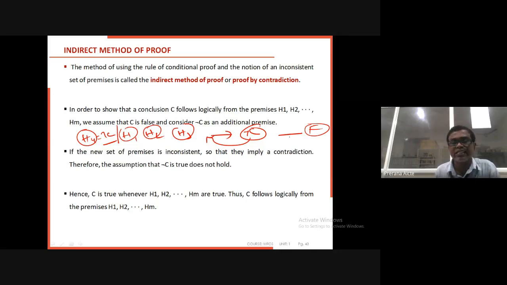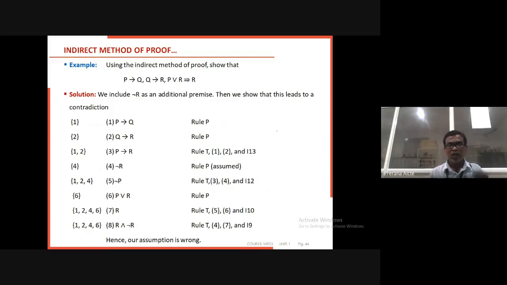Then I can say that the initial assumption we made becomes false, so the given conclusion is true only. That is the process we have to do. Again, we follow rule P, rule T, and the formulas we know already.